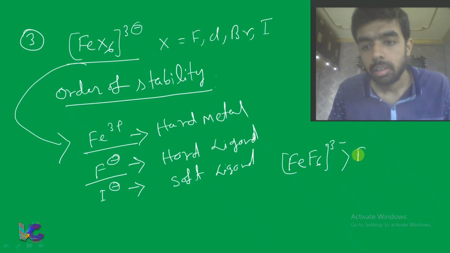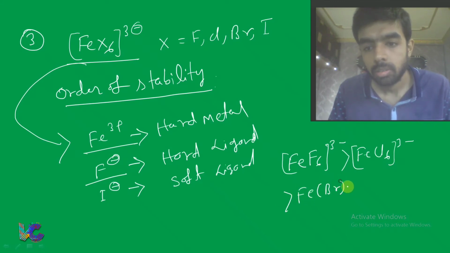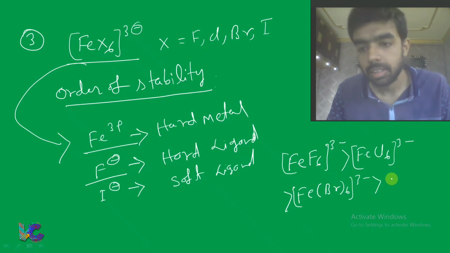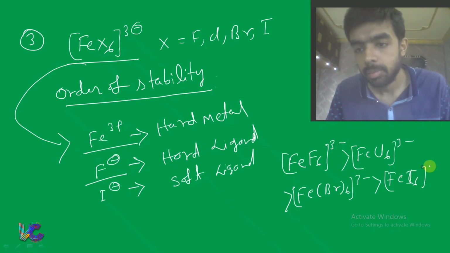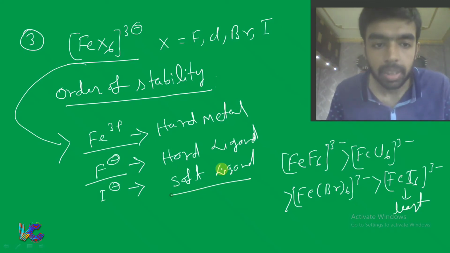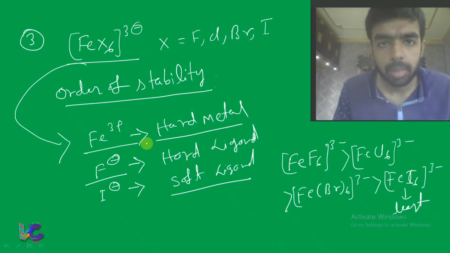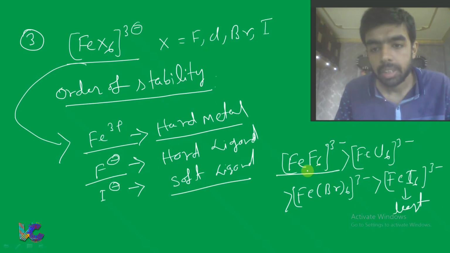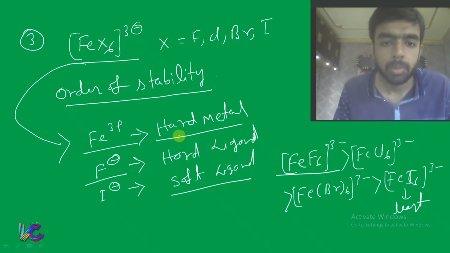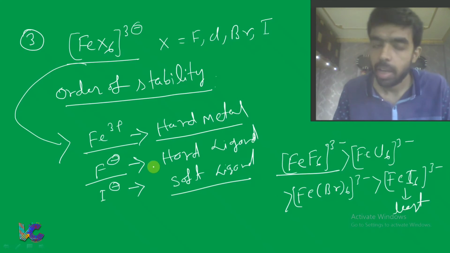Then FeCl6 3 minus, then FeBr6 3 minus, and then at the end FeI6 3 minus. So this will be the least stable, because I minus is a soft ligand and it is combining with a hard metal Fe3 plus. That means that will not give rise to a stable coordination complex. That means FeF6 3 minus is the most stable here, because Fe3 plus is a hard metal and F minus is also a very hard ligand.